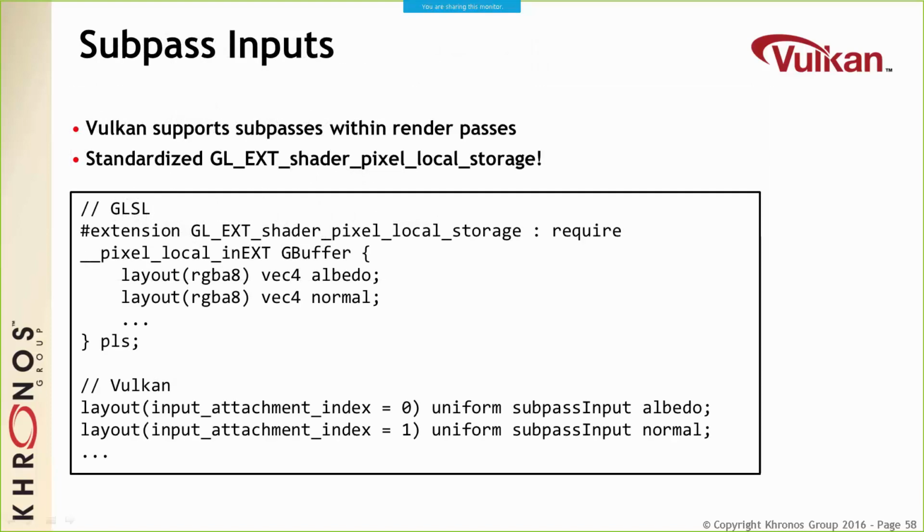Subpass inputs. This is a standardized way of doing pixel local storage. Within a shader, you can specify that you want this input attachment. As you chain multiple subpasses together, which I believe Hans-Kristian is going to discuss a little bit later, it essentially allows you to pass information from one fragment shader to another fragment shader as you're executing them in your pipeline.